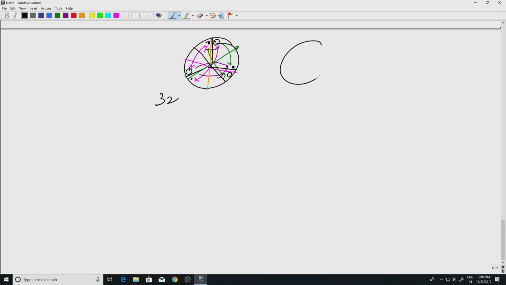Then next one is 3 by mm. This is my 3 and this is the mirror and third mirror is this way. Okay, so in trigonal we have seen 7.